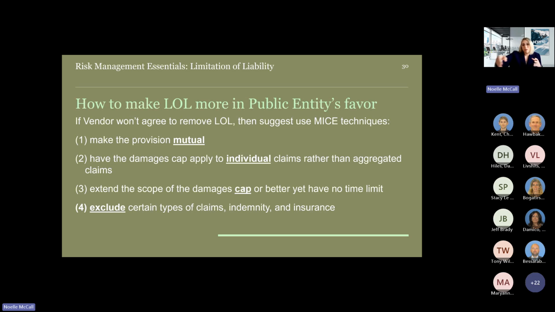So extend the scope of damages cap for the time frame that's available to be responsible for claims, or better yet, have no time limit. And then the E is exclude certain types of claims, indemnity, and insurance. So that's what I would call carve-outs, exclusions to the LOL clause.